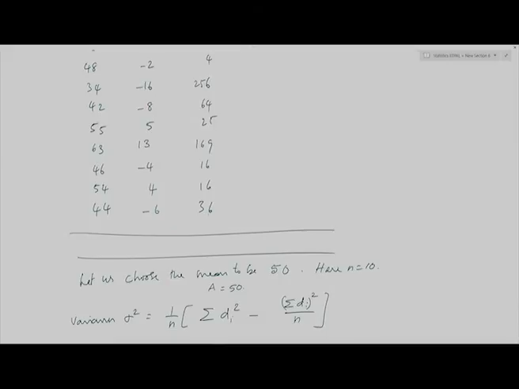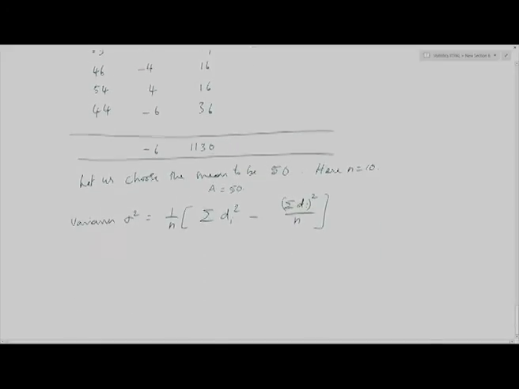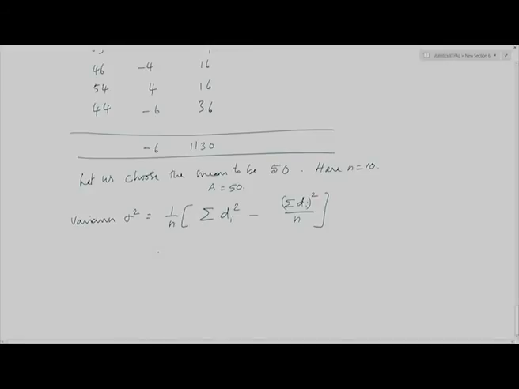Now, this sum, if I calculate the sigma di, it is equal to minus 6, whereas here this is 1130. Okay, now directly I can substitute in the given formula. I get 1 by 10, 1130 minus 36 divided by 10. So, if I simplify, the variance will be 112.64 and the standard deviation will be the square root of that, which is 10.61.